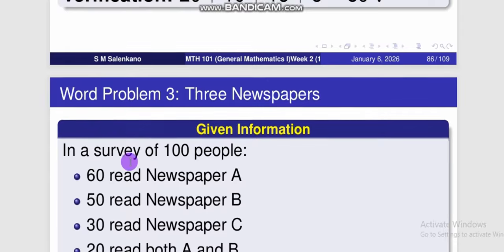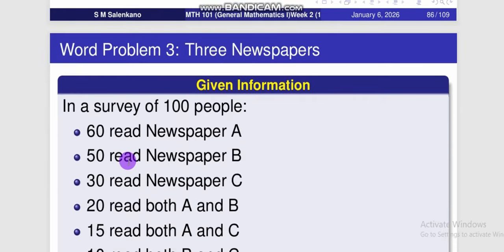Now we are proceeding to word problem 3. When you have 3 newspapers, the purpose of this is to show you how we can use a Venn diagram with 3 circles, right? 3 subsets. How do we use that in a word problem? In a survey of 100 people, you see from here we know our universal set is 100.